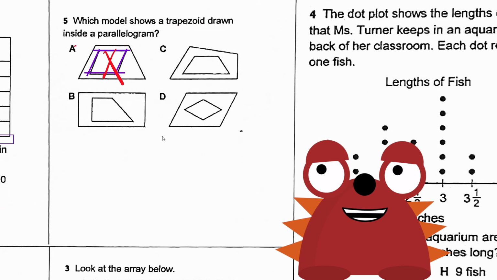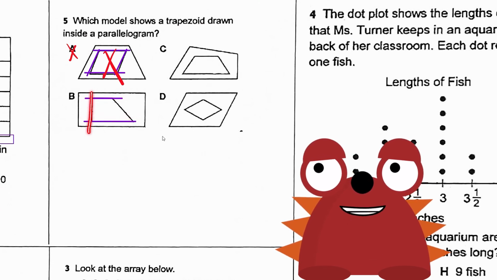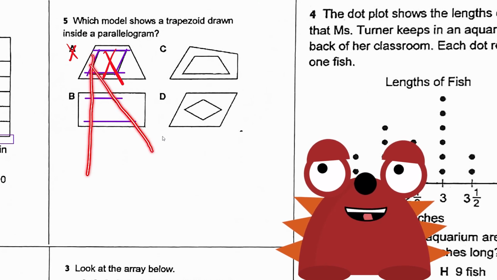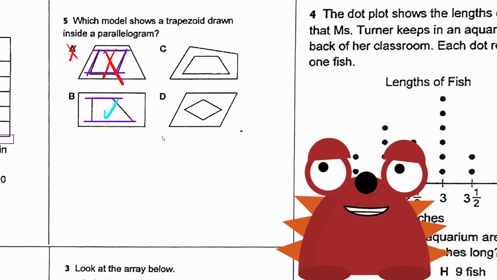So I know that A is not going to be the answer. Let's look at choice B. For choice B, you're going to notice that this is a trapezoid because it has only one set of parallel lines. These two lines are parallel, but these ones are not. If we drew these lines, if we made them longer, you would realize that they are not parallel. So this is a trapezoid, so I'm going to put here a check mark because that is a trapezoid.